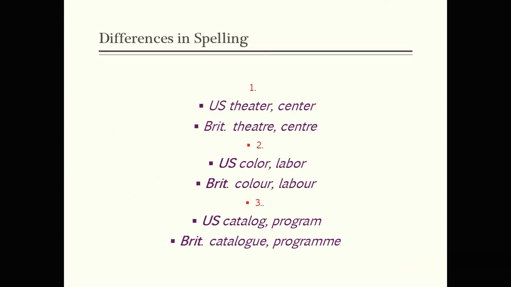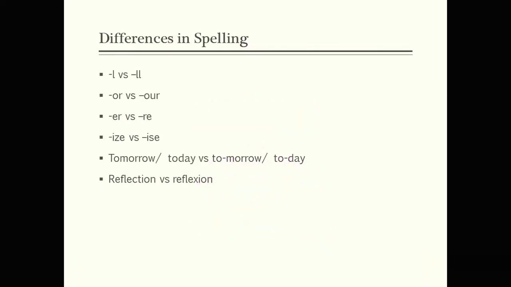There are also a number of different spelling rules between British English and American English. Some words end in TRE in British English and in TER in American English. Some words end in OUR in British English and in OR in American English. Some words are shorter in American English than in British English. These are also some example spellings for American English versus British English.